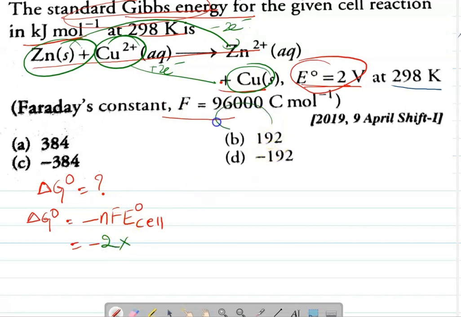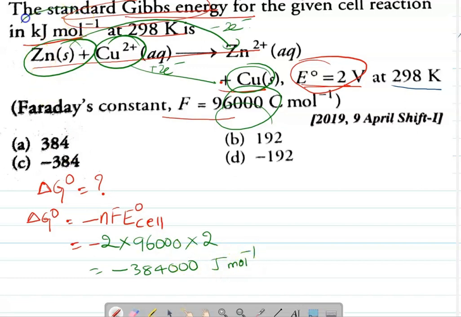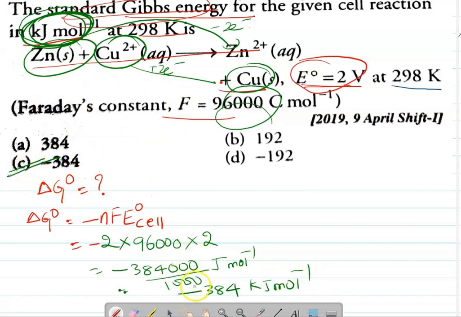Into F, which is given as 96,000, into E naught cell, which is also given, 2. Multiply all this, so you will get minus 384,000 joules per mole. But our answer is asked in kilojoules per mole, so keep that in mind. When it is asked in kilojoules per mole, divide joules per mole by 1000, so the zeros will cancel, and we get 384 kilojoules per mole. Very easy. So minus 384, your answer is minus 384.